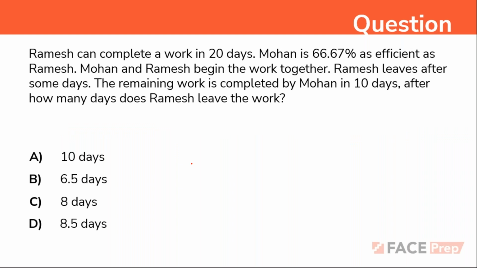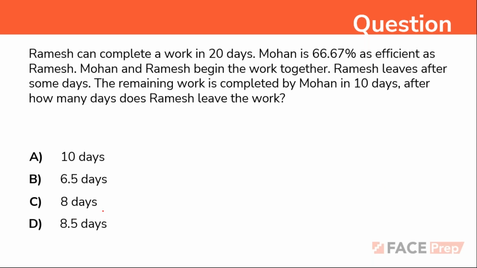Now, here is my very first question. Ramesh can complete a work in 20 days. Mohan is 66.67% as efficient as Ramesh. Mohan and Ramesh begin the work together. Ramesh leaves after some days. We don't know how many days. The remaining work is completed by Mohan in 10 days. So after how many days does Ramesh leave the work? So this is what I need to find over here.